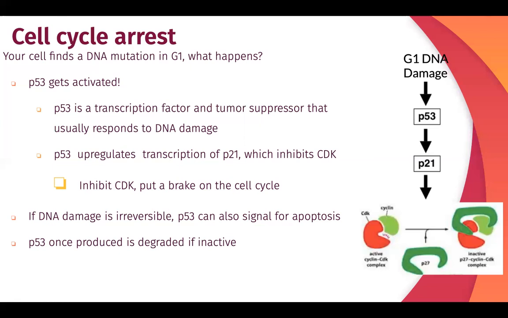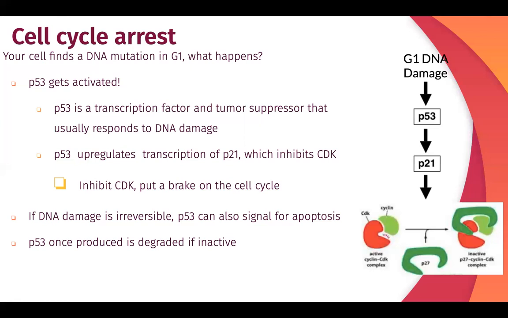So for example, if your DNA is mutated in G1, what's going to happen? Your P53 gets activated. P53 is a transcription factor and a tumor suppressor. More specifically, it is a transcription factor, so then it can act as a tumor suppressor, and it does so because it responds to DNA damage. Once the cell realizes that something's wrong with the DNA, P53 will be upregulated and transcribe P21. P21 is a CDK inhibitor.